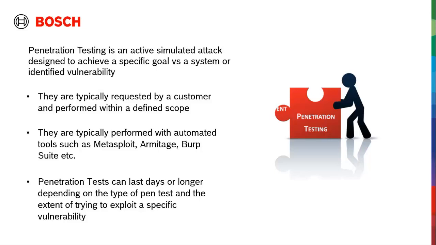In product testing, a manufacturer may have two separate vendors, one to pen test the hardware of a product and one to pen test the software of a product. Pen testing is typically performed with the help of automated tools such as Metasploit, Armitage, or Burp Suite. And depending on the defined scope, a pen test can last days or longer, depending on the type of pen test and the extent of trying to exploit a specific vulnerability.